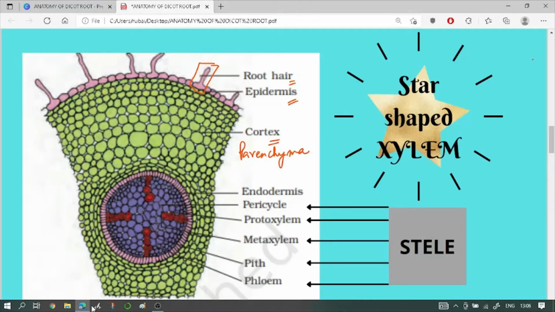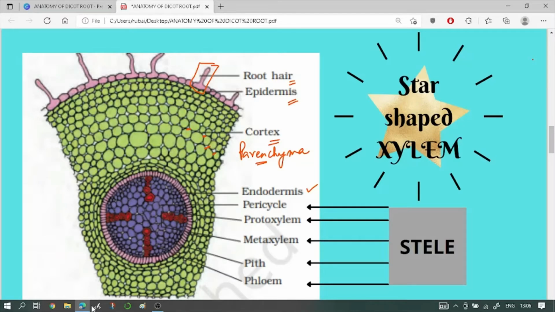with lots of intercellular spaces. You can see intercellular spaces over here, here, and here. So there are lots of intercellular spaces present among the parenchyma cells, which makes up the cortex. The innermost layer of the cortex is known as the endodermis.